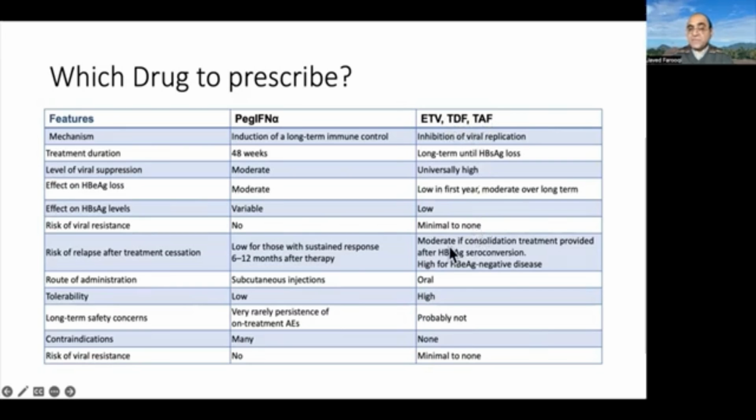The risk of relapse after treatment cessation is moderate if consolidation treatment is provided after HBe antigen seroconversion, high for HBe antigen negative disease. And the route of administration is oral, tolerability is very high, and long-term safety concerns are probably not there. There are almost no contraindications, and risk of viral resistance is minimal to none. This is the comparison of the injectable therapy with the oral therapy.